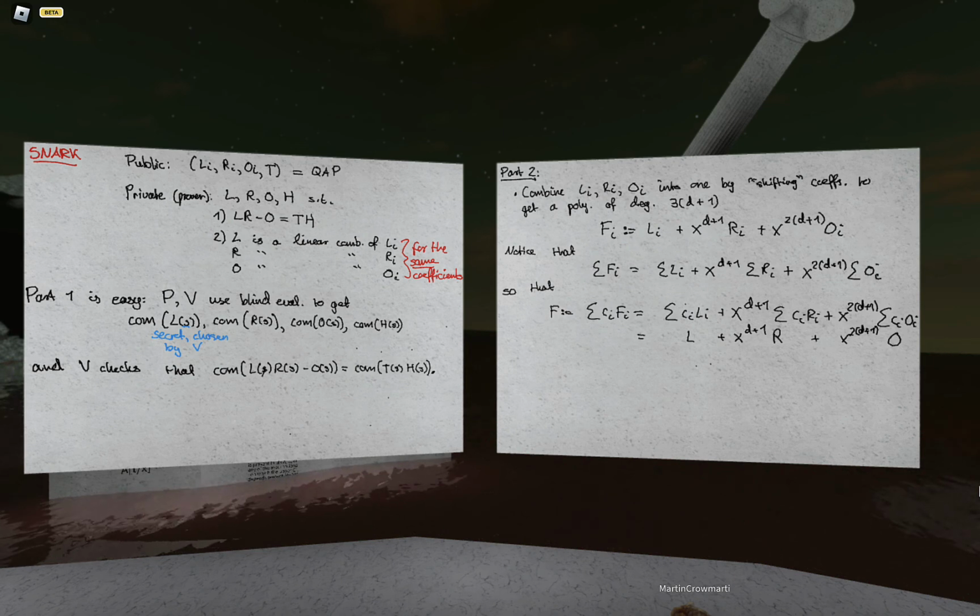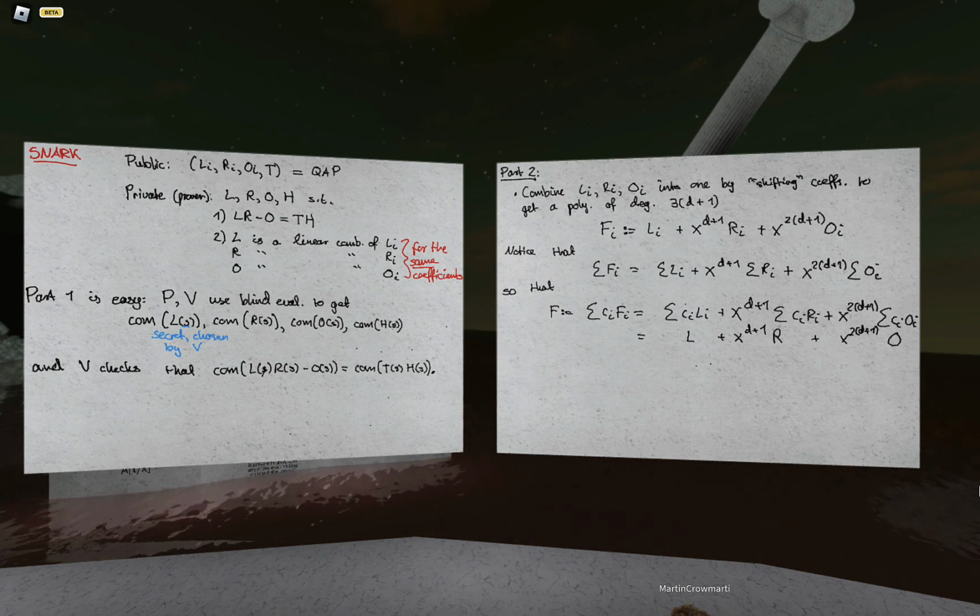So what do we have to do to prove that L, R, and O represent a legal assignment? The only thing that we have to do is prove knowledge that this thing here, which the verifier can calculate by the homomorphic property, is a linear combination of the Fi's, exactly like this. That's all you have to do. So we can do this in a similar manner to blind evaluation.